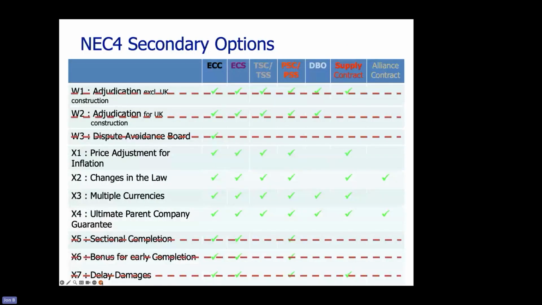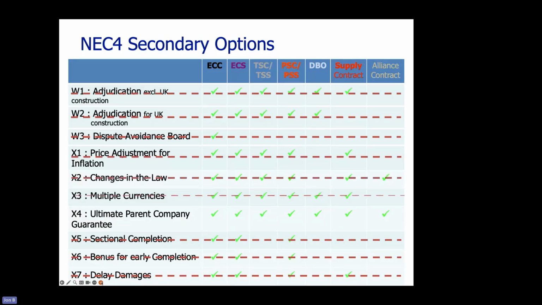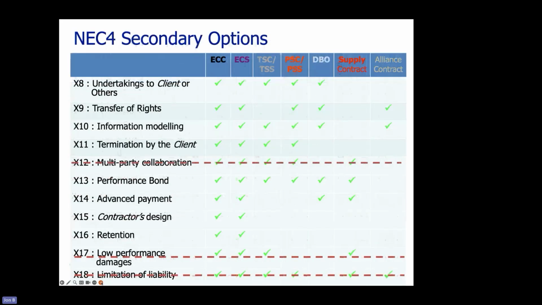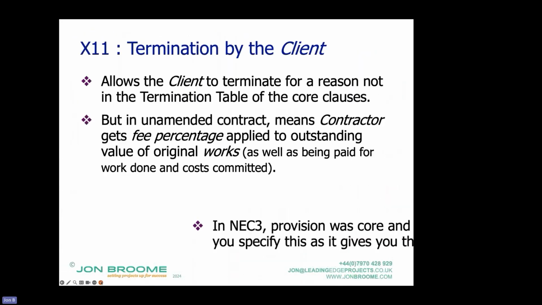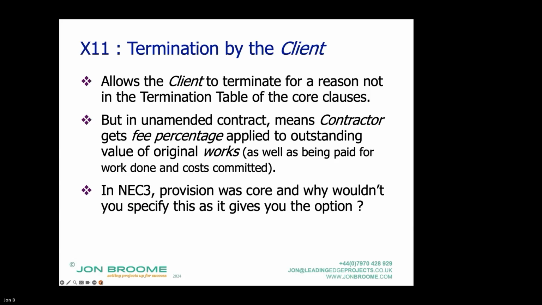So when we look at this, if we just close off this, we've looked at price adjustment for inflation. We've closed off this slide basically. And if we go on to the next slide, we've also looked at undertakings, advance payment and undertakings to the, oh no, we haven't looked at that. I've just started advance payment, I think so. Right. So if we go to the top, we've got termination by the client. And what this allows the client to do is to terminate for a reason not in the termination table of the core clauses, so not in section 9.